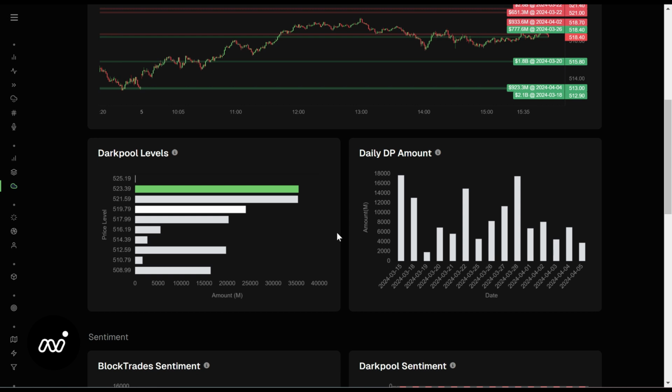All right, that is dark pools demystified and simplified as best as I possibly could.